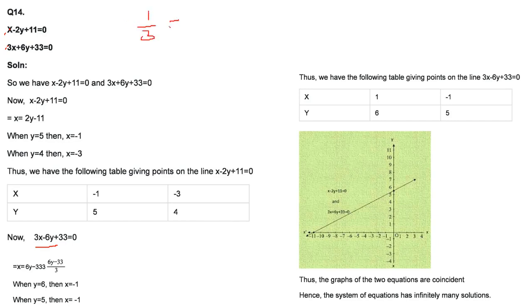See, this is 1 by 3, a1 by a2, and this is minus 2 by 6, b1 by b2, and c1 by c2 is 11 by 33. If you see here, this is 1 by 3, this is 2 by 6, that is, again this is 1 by 3, but this is minus. This is also 1 by 3. So a1 by a2 and c1 by c2 are equal, but b1 by b2 is not equal. Why? Because this is minus 1 by 3. This is minus 1 by 3.